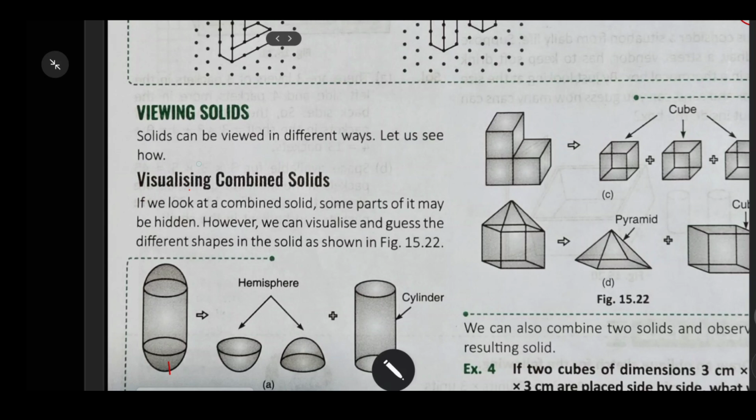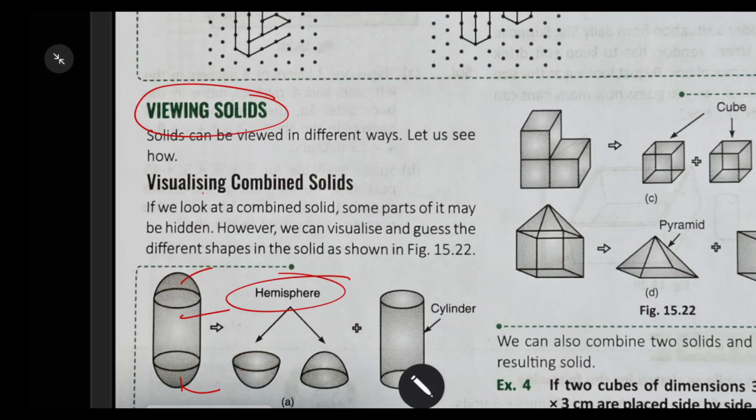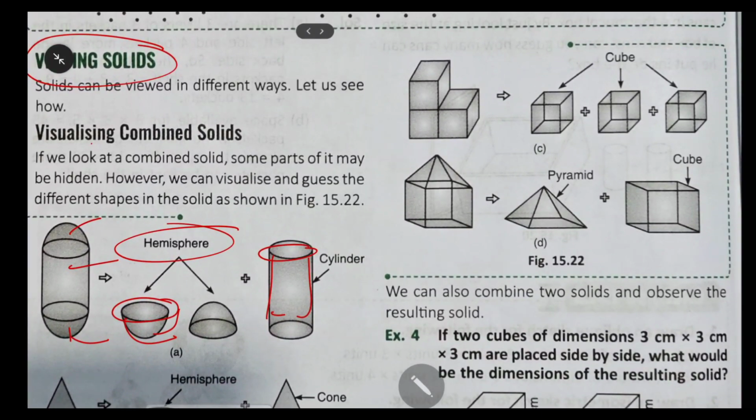Next topic is viewing solids. In this topic, we're going to learn how to view solids in 3D shapes and what combination of solids can take place. As you can see here, the combination is two hemispheres and one cylinder. The hemisphere shapes look like this and the cylinder looks like this. And here is a combination of cubes. This figure is a combination of cubes, and here it is a pyramid and the bottom is a cube.